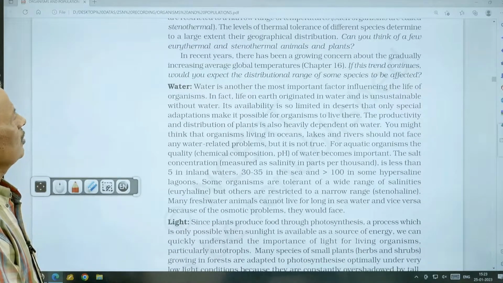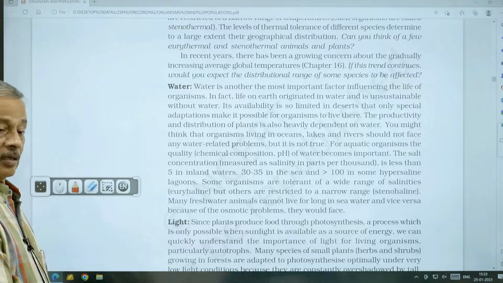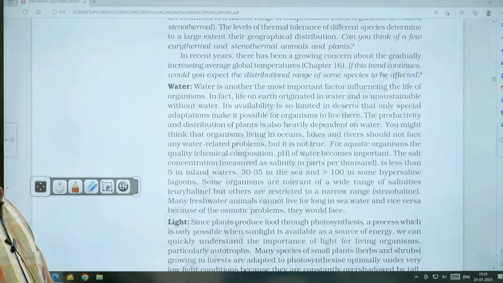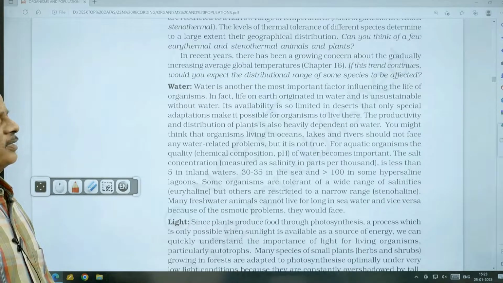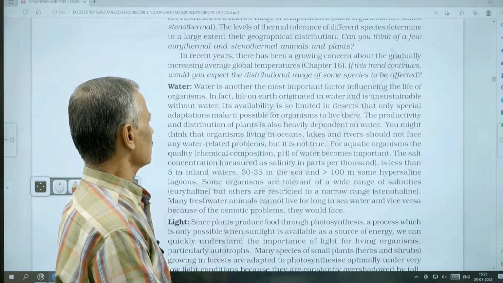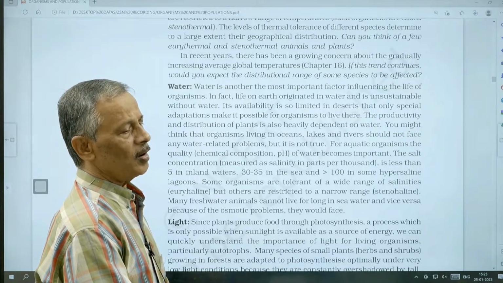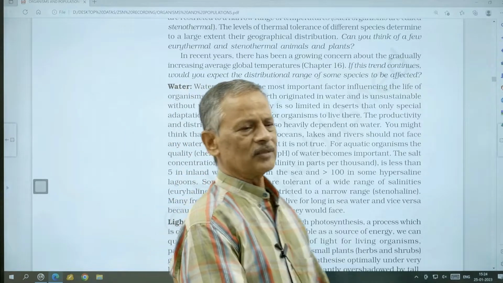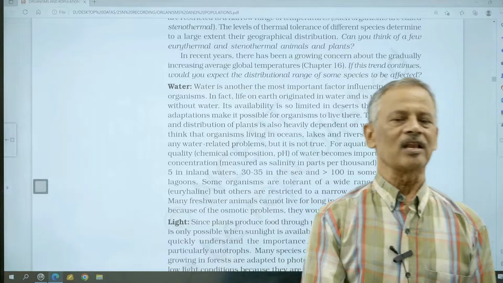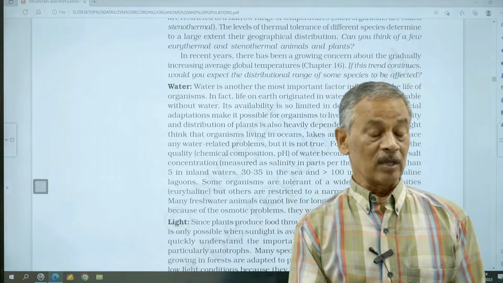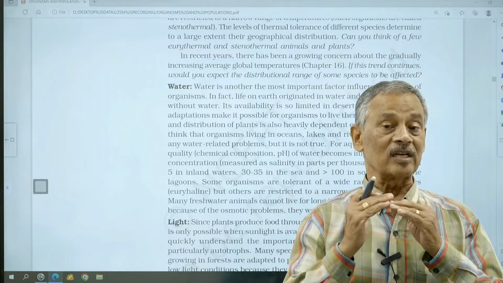Now, water is the second most important factor. We know that life evolved in water. And it is in the watery medium that all metabolic activities go on. So, water is the elixir of life. Its availability is so limited in desert. Don't think that water is available in plenty all over. It is a problem. Getting water is a problem for terrestrial animals. So they have developed so many special features to keep their water level inside the body normal.